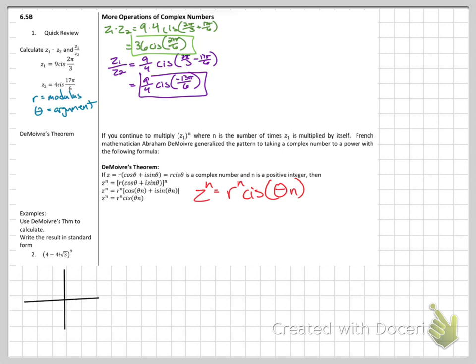So practice that from last class. Positive 4, negative 4 root 3, connected to 0, 0. This was positive 4. This was negative 4 root 3. We need r and we need theta. r squared is going to be 4 squared plus 4 root 3 squared. See if you could finish the math. See if you can find theta.